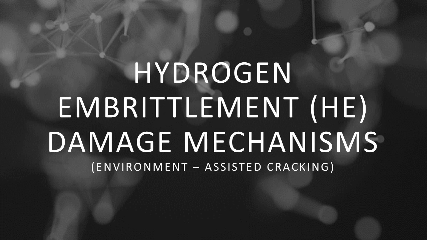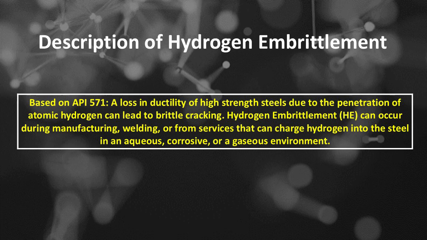Hydrogen embrittlement or heat damage mechanisms as a part of environment-assisted cracking. Description of hydrogen embrittlement damage mechanisms based on API 571. A loss in ductility of high-strength steels due to the penetration of atomic hydrogen can lead to brittle cracking.